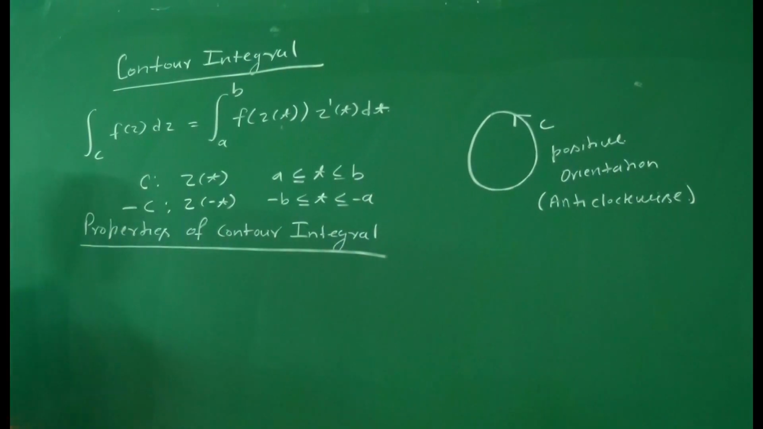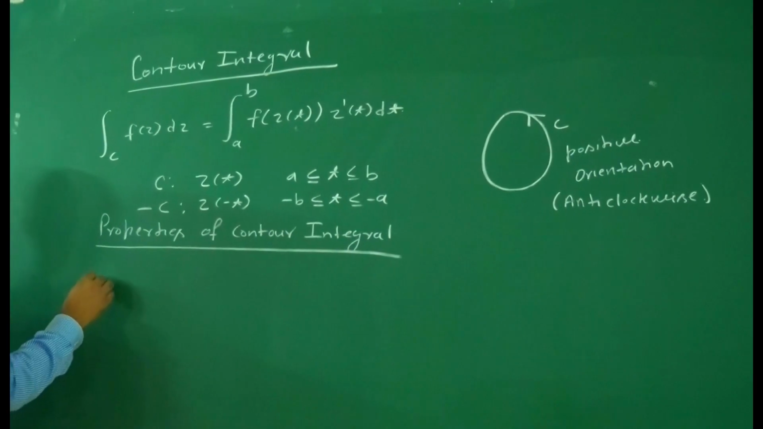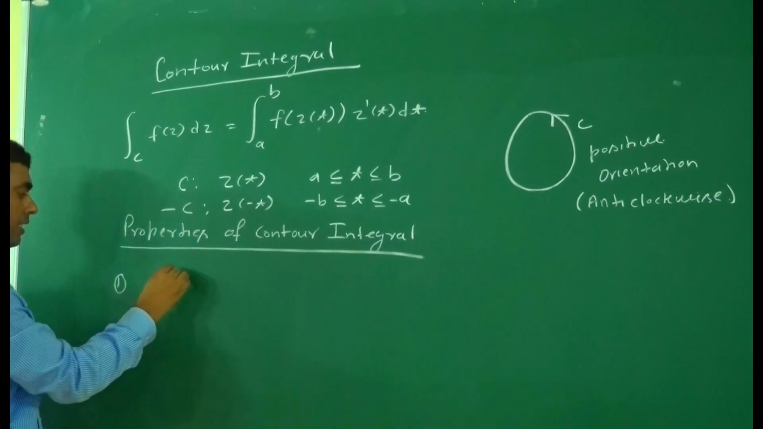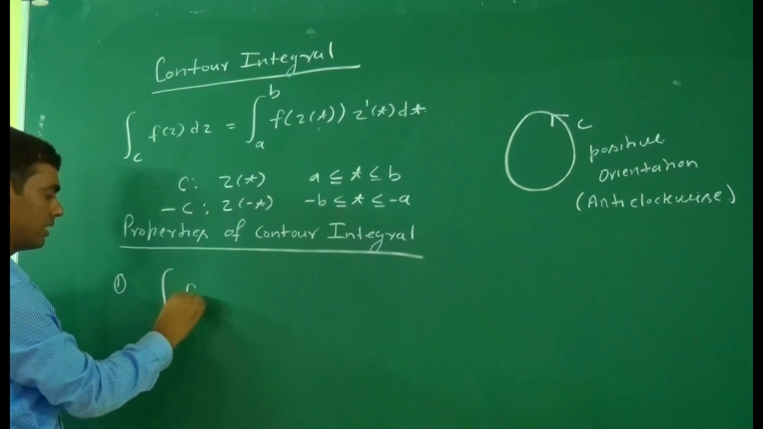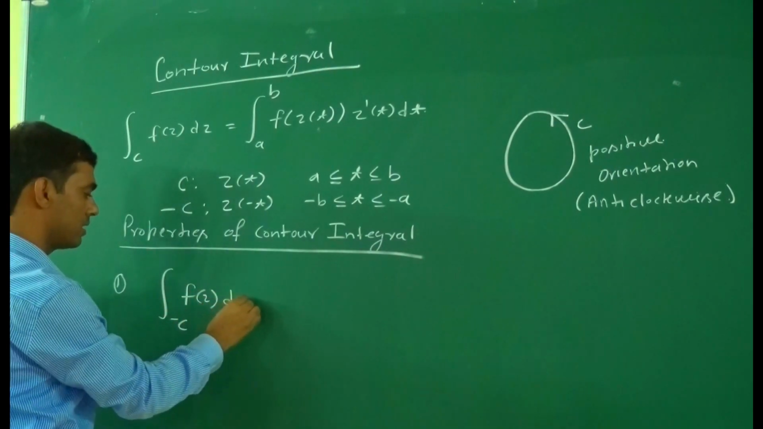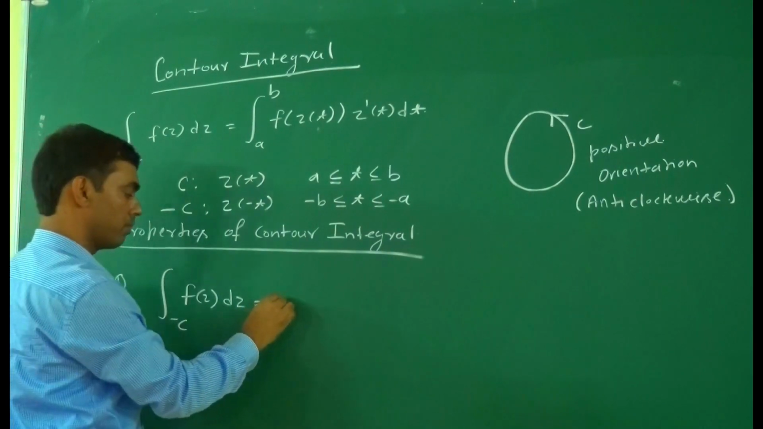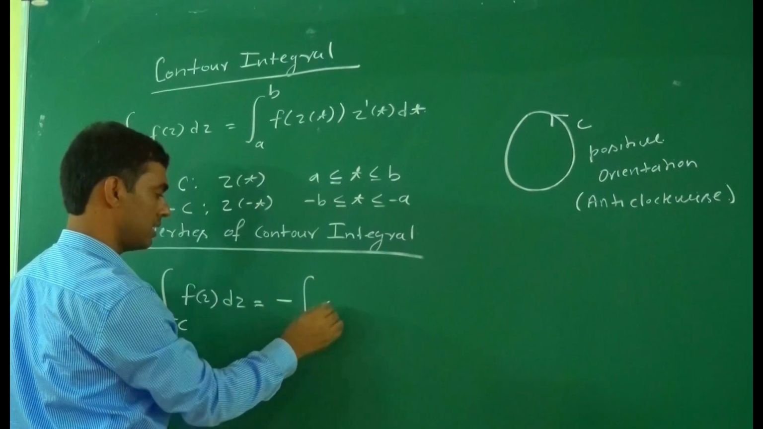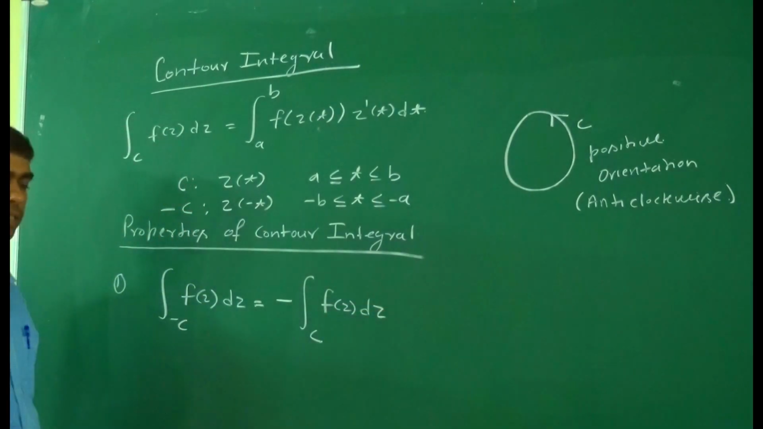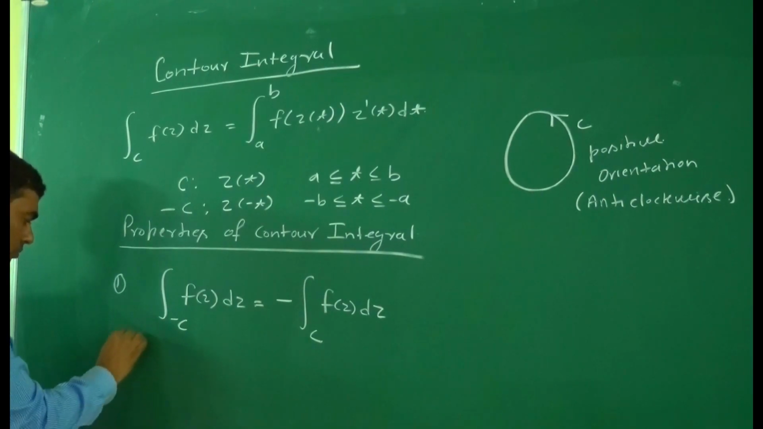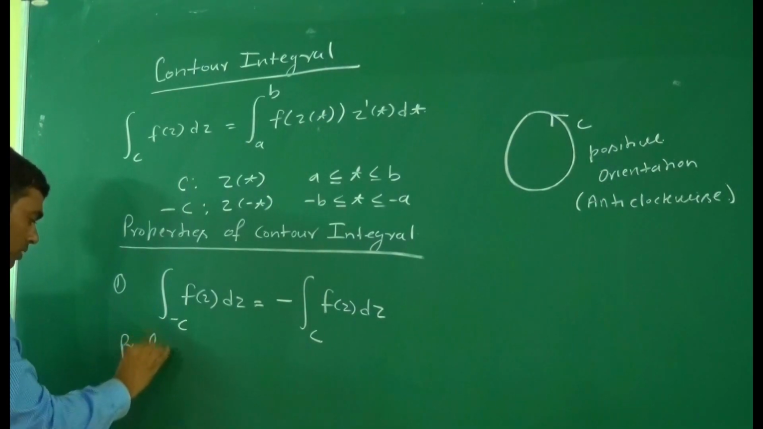Now, properties of a contour integral. The first property is that the integral over minus C of f(z) dz equals minus the integral over C of f(z) dz. Now how do we prove this? It is a very simple proof.